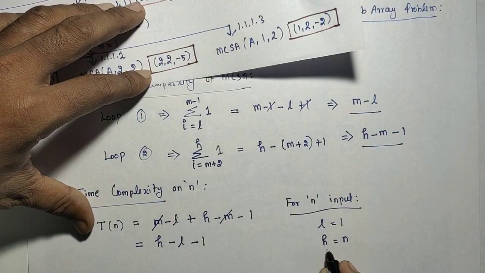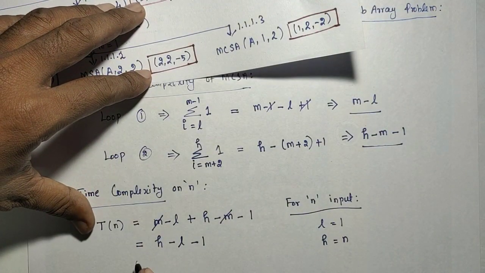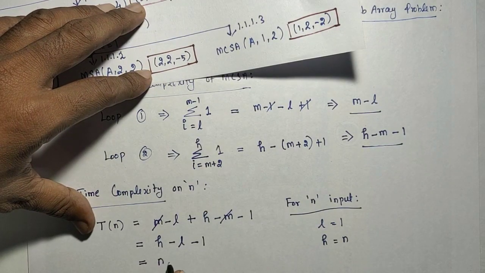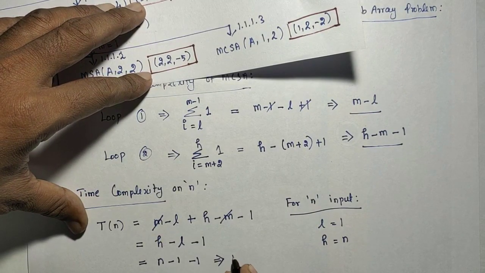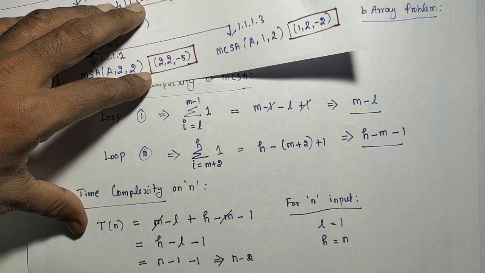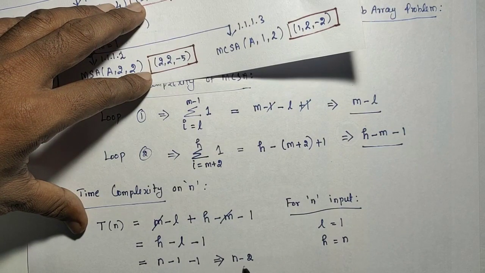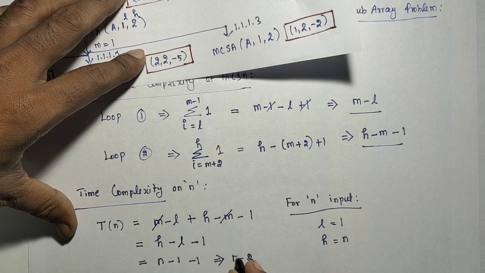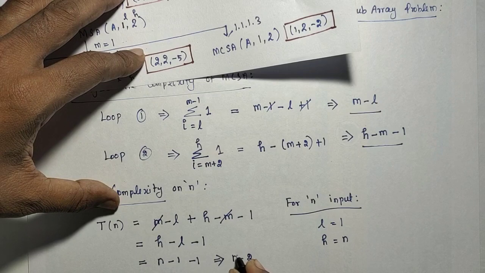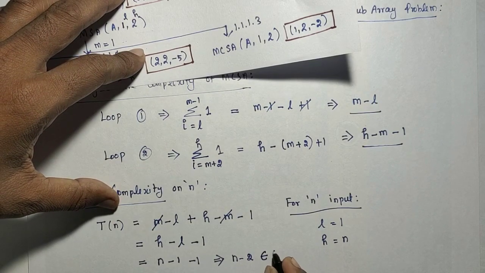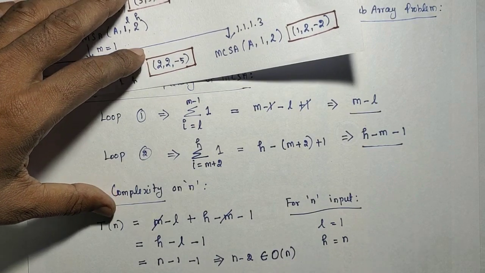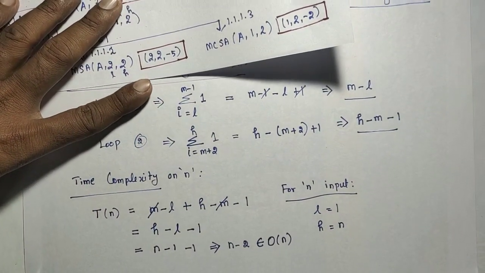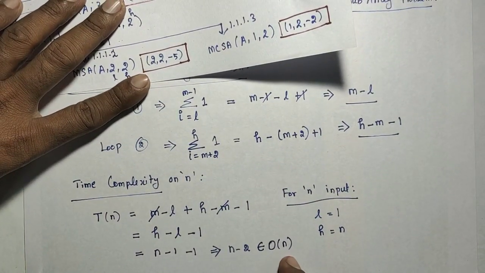So if you substitute this L and H value here, we get N minus 1 minus 1, which is equivalent to N minus 2. And N minus 2 is the final expression. The negative terms can be ignored, so N power maximum will be considered. So only N power 1. So it belongs to O of N, or Theta of N, like that we can represent.